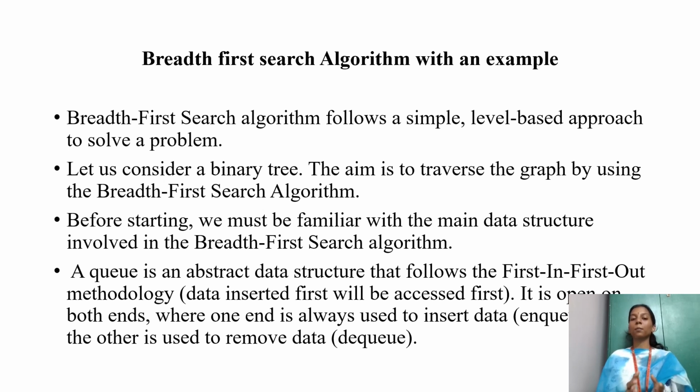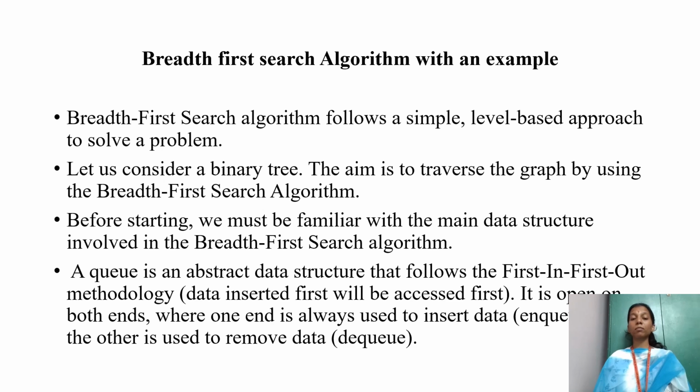So let's consider a binary tree, and our motto is to traverse the graph using BFS. Before starting, let's know the main data structure. That is, what is a queue? It is a data structure which follows the FIFO principle, that is first in and first out. It is open at both ends, where one end takes place ENQ and the other end DEQ. ENQ means insertion of the data, DEQ means deletion of the data.